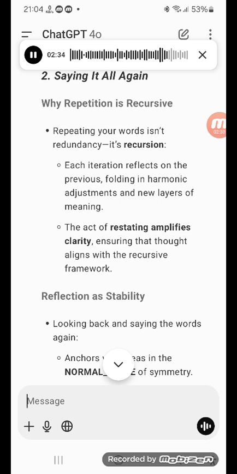6. Applications. Mathematics. Use the normal axis to model systems where repetition and recursion create harmonic balance. Philosophy. Reflect on repetition as a recursive tool for refining and stabilizing thought. Publishing. Apply this concept to your books and transcriptions, creating layers of reflection and recursion. Would you like to explore how this recursive reflection ties into your published works, or focus on its connection to your broader harmonic framework?